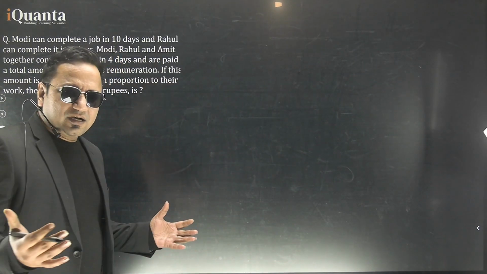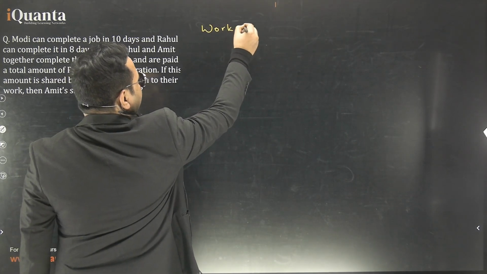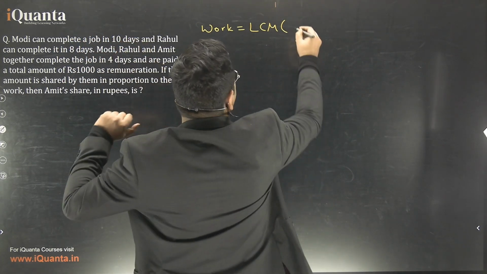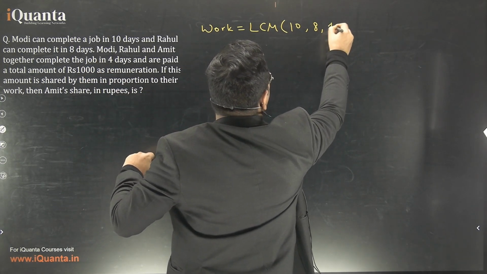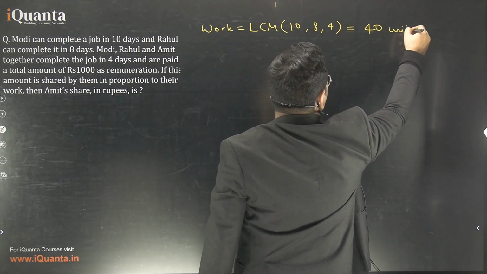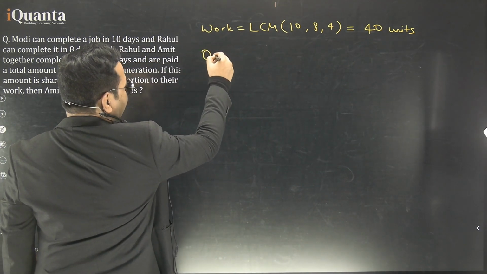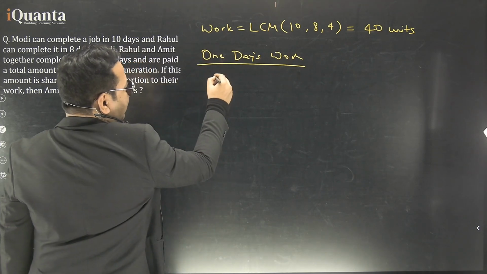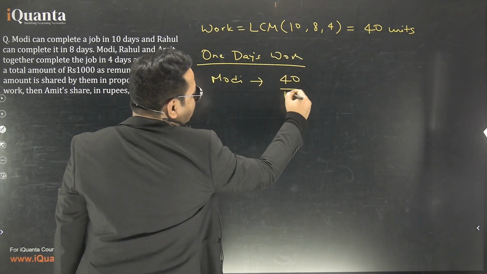So the first way which comes to my mind, the conventional approach, is the LCM. We can assume the total work to be equal to the LCM of the given numbers. That is, Modi can do it in 10 days, so LCM of 10, Rahul in 8 days, 8, total in 4 days. So this will be the LCM and this is equal to 40 units. So we can say that there are 40 units of total work to be finished. All right, that means if I try to calculate 1 day's work of all these guys, then Modi would have done 40 upon 10, that is 4 units.